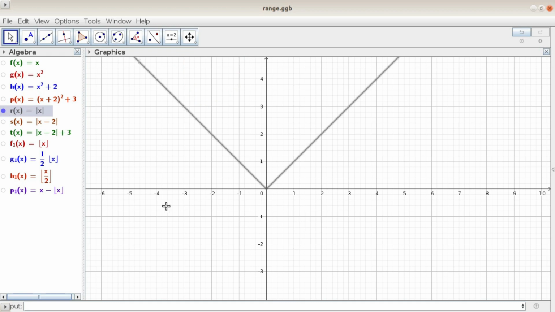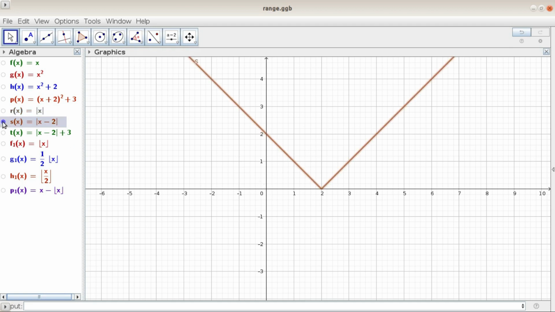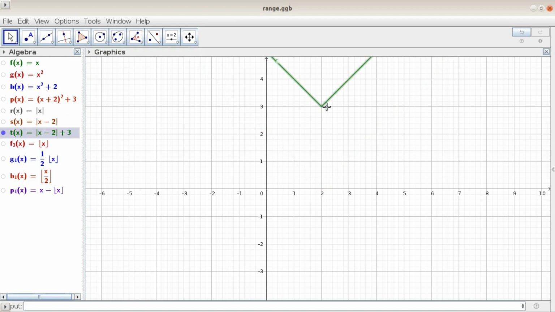Modulus of x, domain is R. The function is defined for all real numbers. So domain is R and the range is 0 to infinity, closed at 0. For modulus of x minus 2, domain is set of all real numbers, and here this point is 2, 0, y value is 0 and the graph is increasing, y value is increasing, so range equal to 0, infinity, closed at 0. Now this function is modulus of x minus 2 plus 3. Domain is R, range is 3 to infinity, closed at 3.